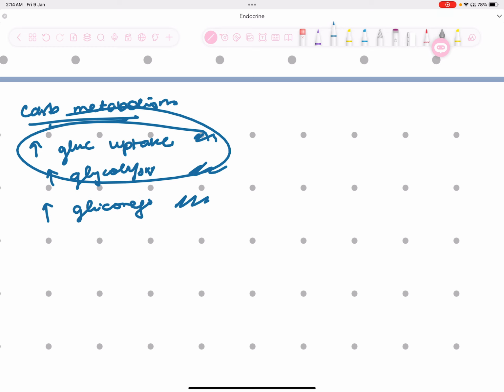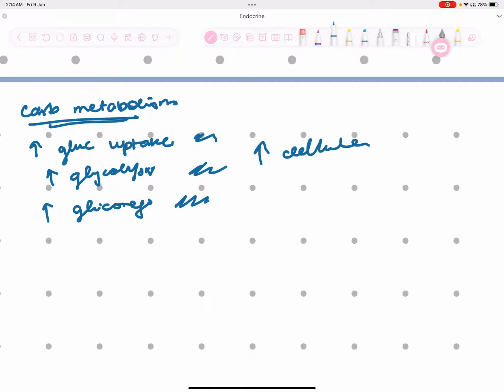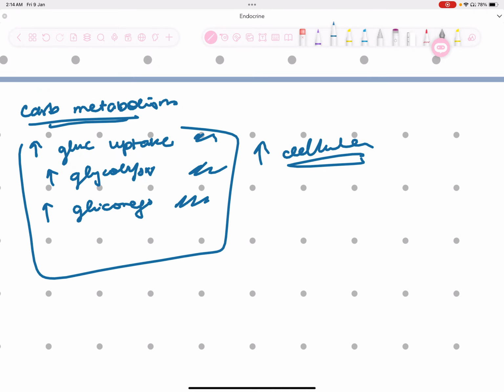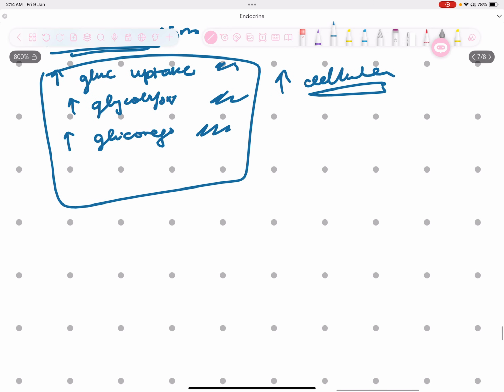So overall, there's an increase in cellular metabolism. And why does this happen? This happens because there is an increase in the cellular enzymes. Because cellular enzymes are increasing for all of these reactions, every aspect of carbohydrate metabolism will be increased.